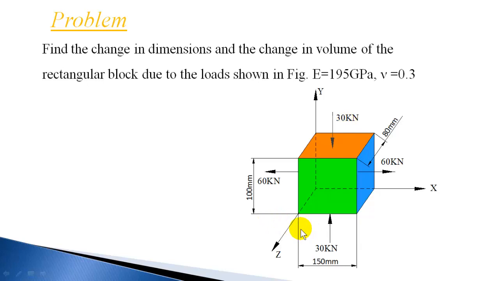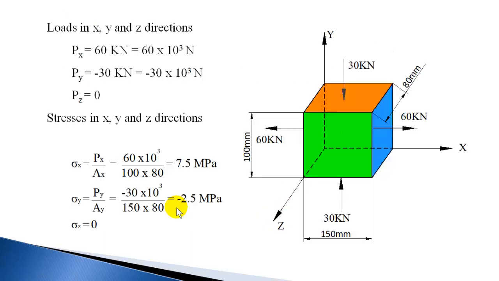The dimensions of the block are, in x direction 150 mm, y direction 100 mm, and z direction 80 mm. If you take x, y, z as the dimensions of the block, x is 150, y is 100, and z is 80. Let us calculate the stress in x and y direction.